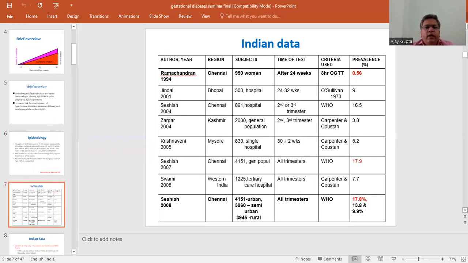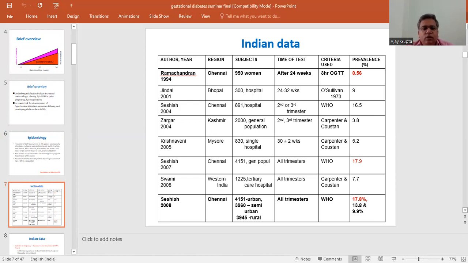So this is the Indian data from various years. In 1994, a study was done in Chennai, which included 950 women. The time of testing for GDM was 24 weeks, a 3-hour OGTT was used, and the overall prevalence was 0.56%. So we can see that about three decades back, when the study was done, the prevalence was almost 0.56%.